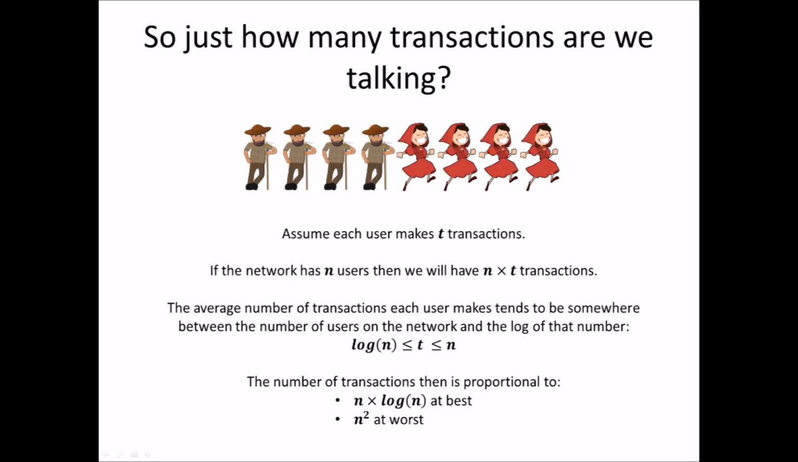Well, let's try not to get too scared by the math, but basically the number of transactions on the network is always going to be the number of users on the network multiplied by the number of transactions each user makes. The number of transactions each user makes varies from network to network, however empirically we know it tends to fall between the logarithm of the number of users and the number of users itself. So that makes what's called the storage complexity of the blockchain algorithm somewhere between n log n and n squared.